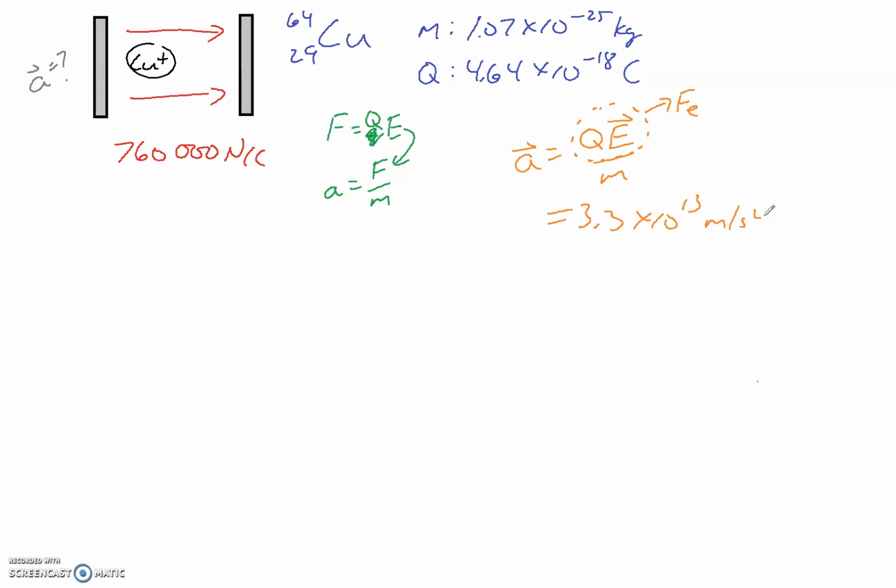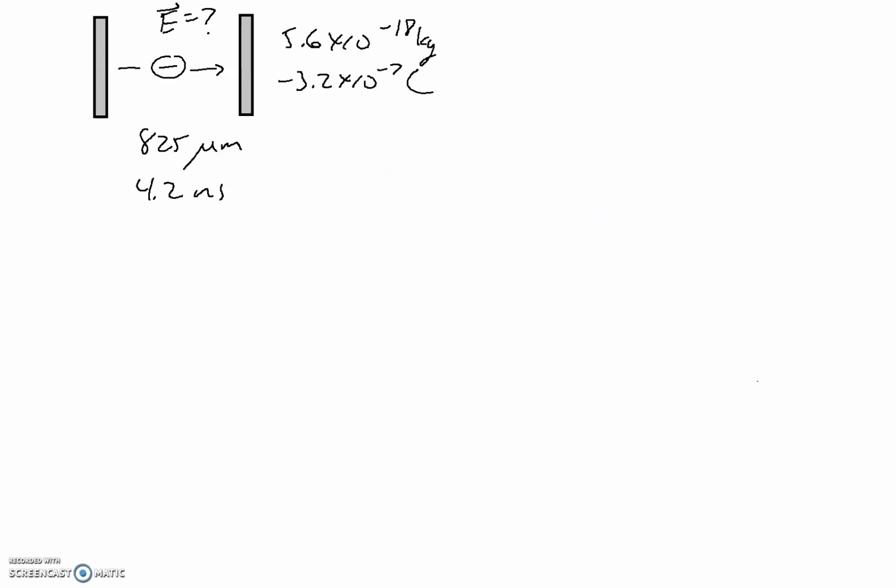Okay, so let's try a different question here as well. In this question, we have a negative charge between a couple plates, and the mass is apparently 5.6 times 10 to the negative 18 kilograms, and the charge is negative 3.2 times 10 to the negative 7 coulombs. The plates are 825 micrometers apart, and it goes across in 4.2 nanoseconds, and we're looking for the electric field. First things first, I'm going to draw my electric field.